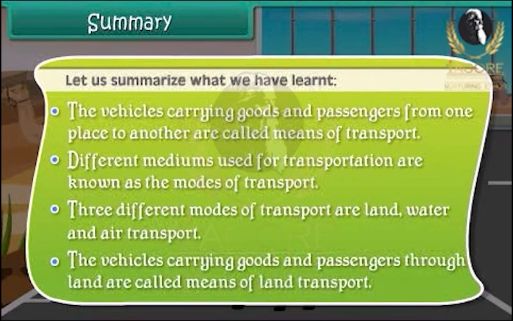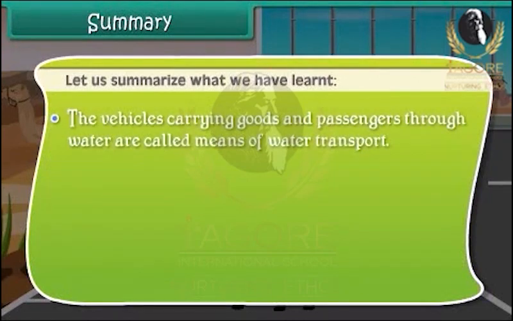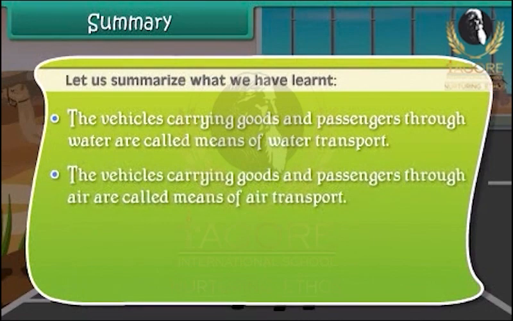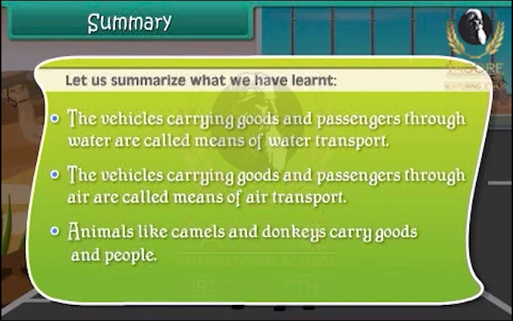The vehicles carrying goods and passengers through land are called means of land transport. The vehicles carrying goods and passengers through water are called means of water transport. The vehicles carrying goods and passengers through air are called means of air transport. Animals like camels and donkeys carry goods and people.